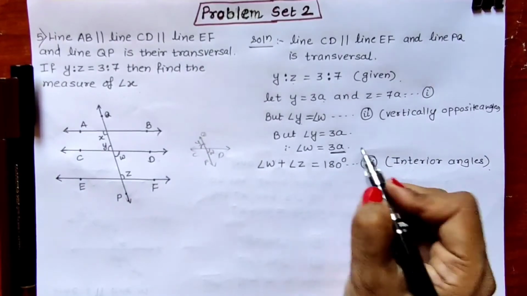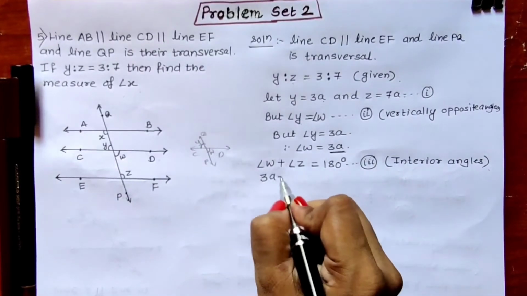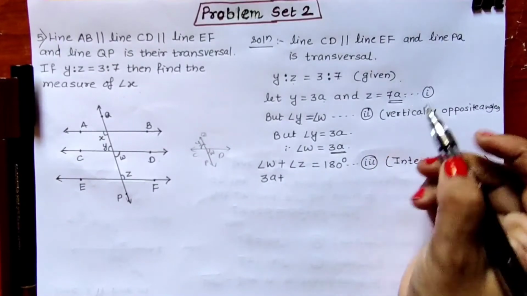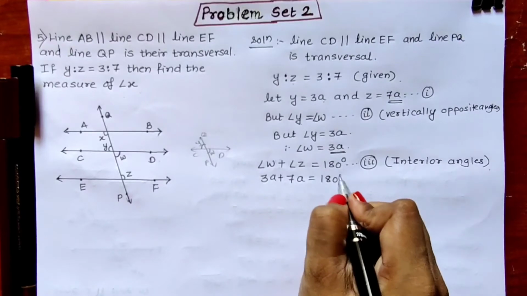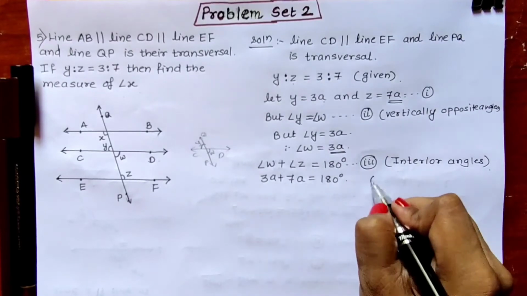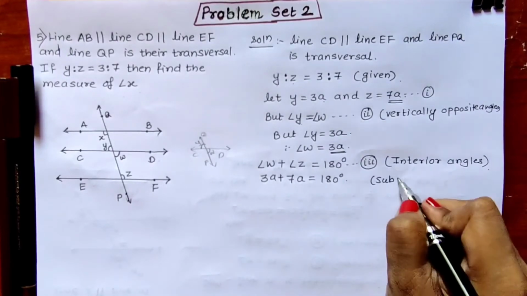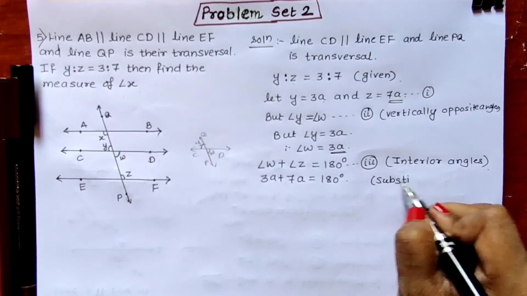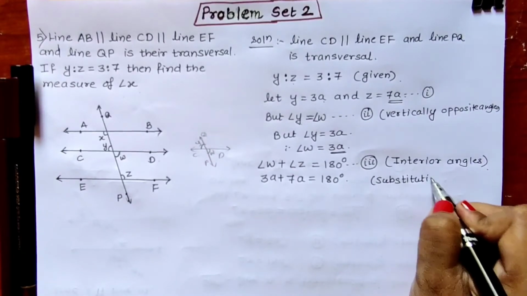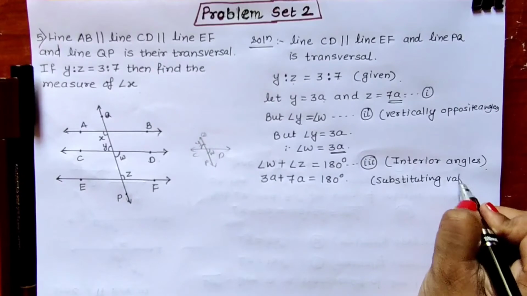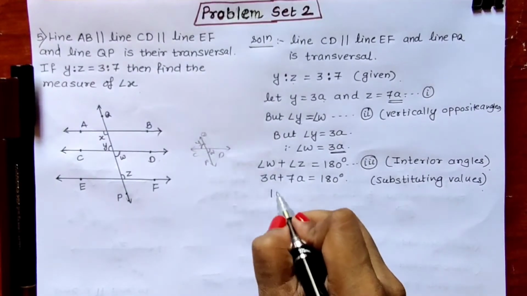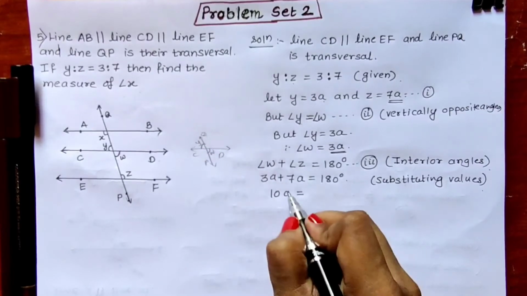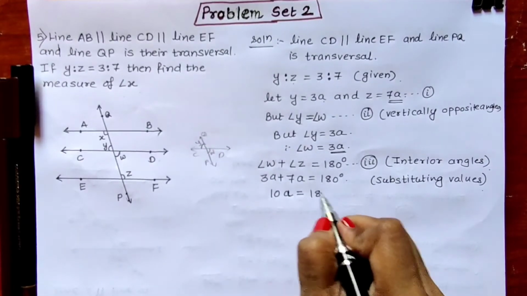Now W is 3a and Z is 7a, and the sum is equal to 180 degrees, as it is we write. Substituting values we can write here. The reason is we have substituted the values. Now 3a plus 7a we can do, it is 10a. 10a is equal to 180.